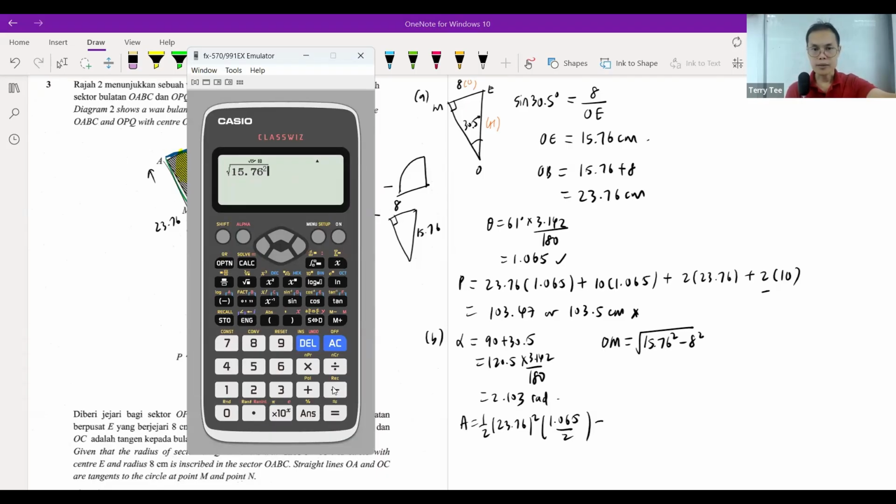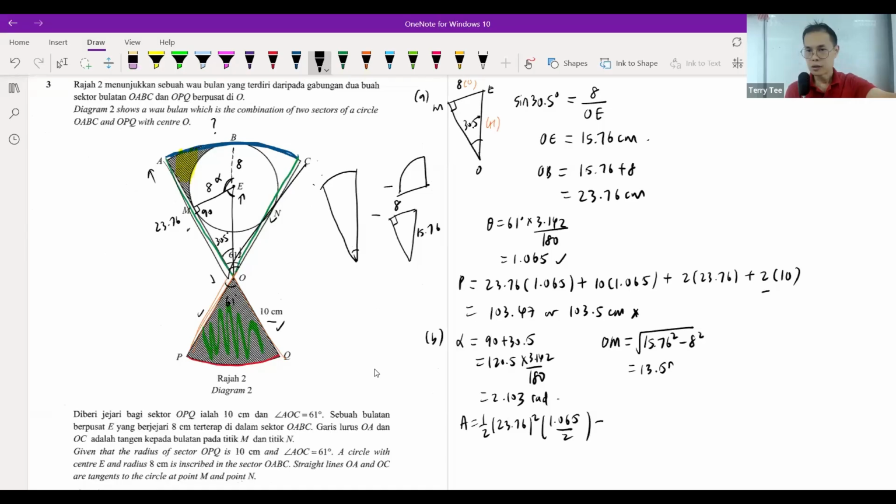You square it, you minus 8 square. I got 13.58. Yeah, 13.58. Okay, so this is 13.58. I can now use half times base times height, which is half times 13.58 times 8.